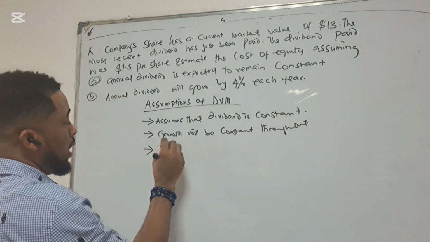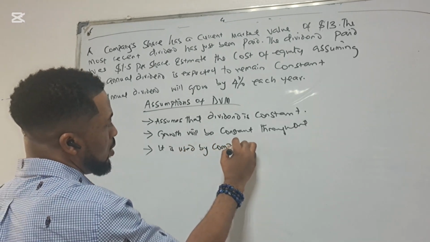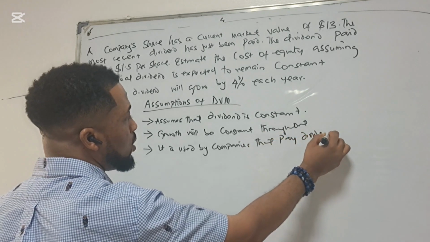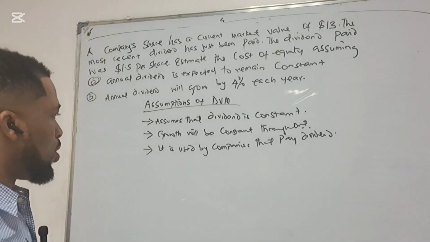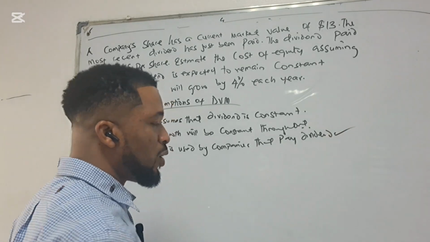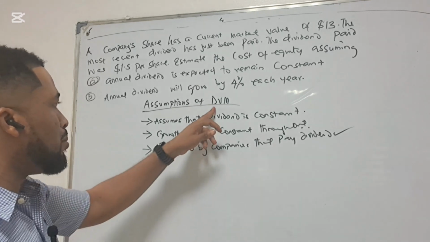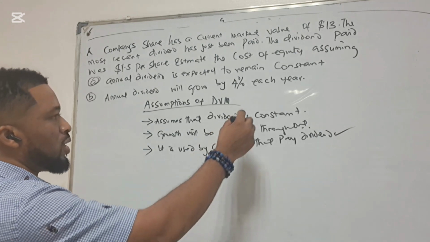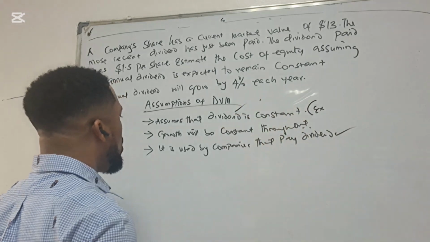Next assumption is that it is used by companies that pay dividend. All right, so this is actually one of the criticisms of this DVM, because you can't assume that all companies will be paying dividend. There are companies that don't pay dividend. So anytime you have a company that is not paying dividend, DVM becomes irrelevant to that company. Also, the assumption that dividend is constant throughout, because of expectation theory, may not also hold.